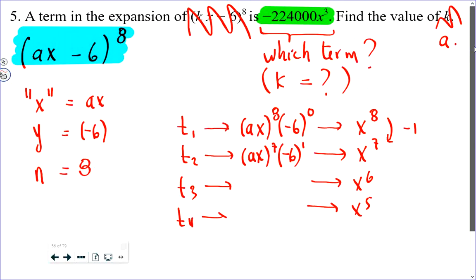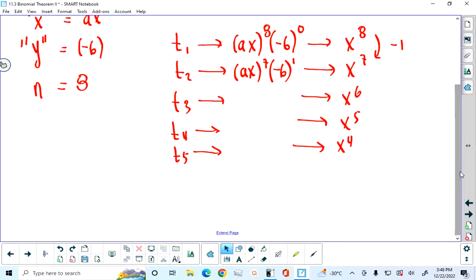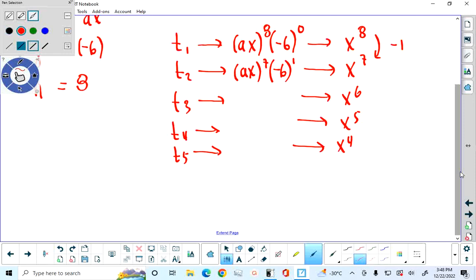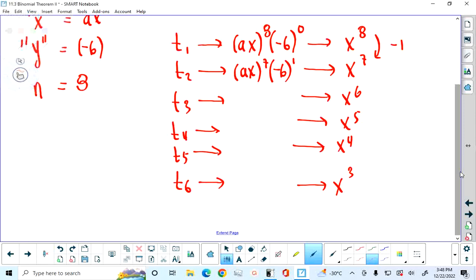What are we after? We're after something that contains x to the 3, if you look at the term that's highlighted. So the fifth term will contain x to the 4. So that means that the term that's going to contain x cubed is going to be the sixth term. And now we're ready to roll, because if you know that it's the sixth term, then you know the k value is equal to 5.